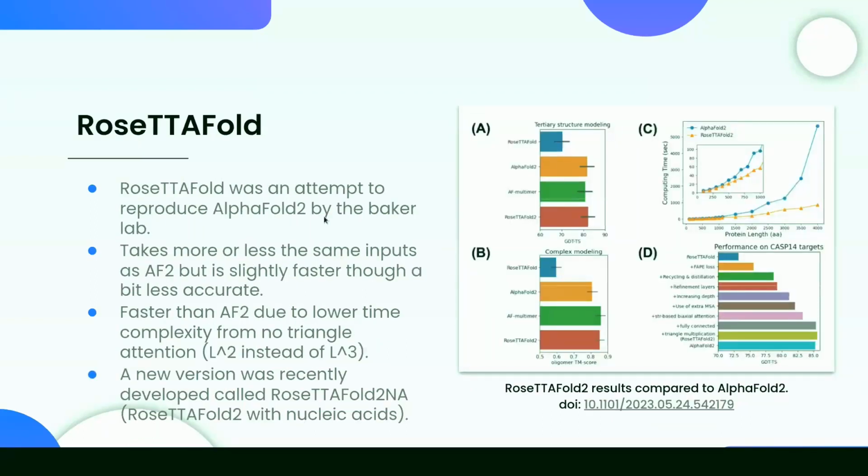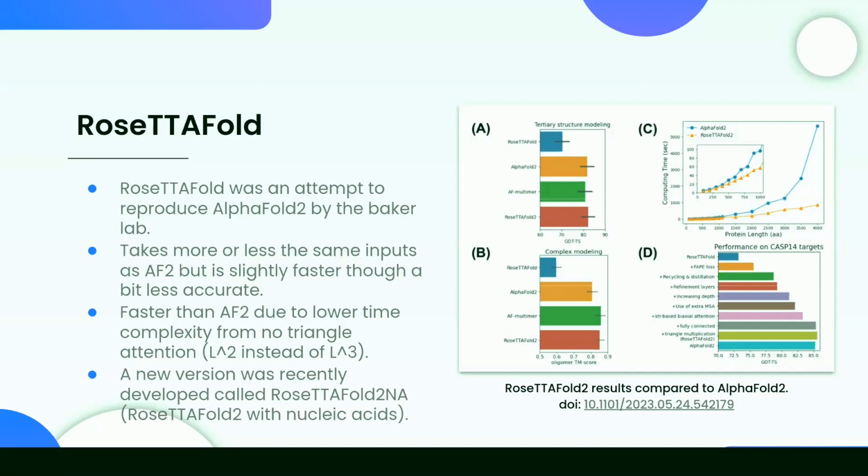Next up, we have RosettaFold. RosettaFold was actually an attempt to reproduce AlphaFold by the Baker Lab. It takes more or less the same inputs as AF2, except it's a little bit faster and a little bit less accurate, kind of like ESMFold. Another benefit of RosettaFold over AlphaFold is that the reason it's faster is that it has a lower time complexity from having no triangle attention.